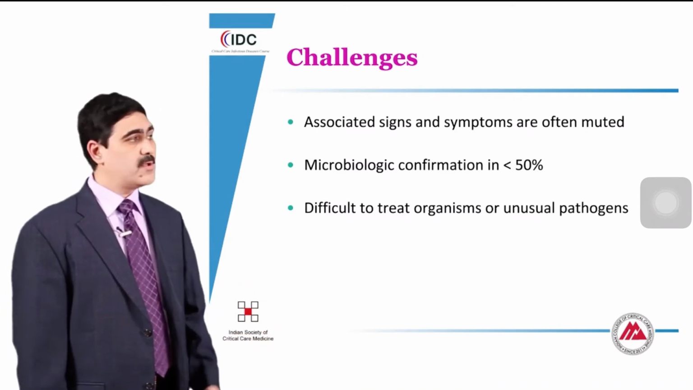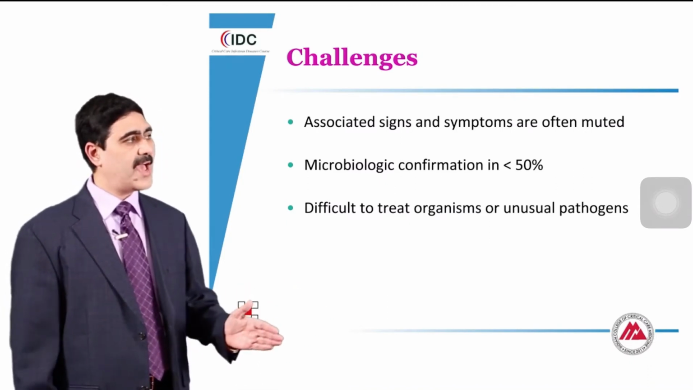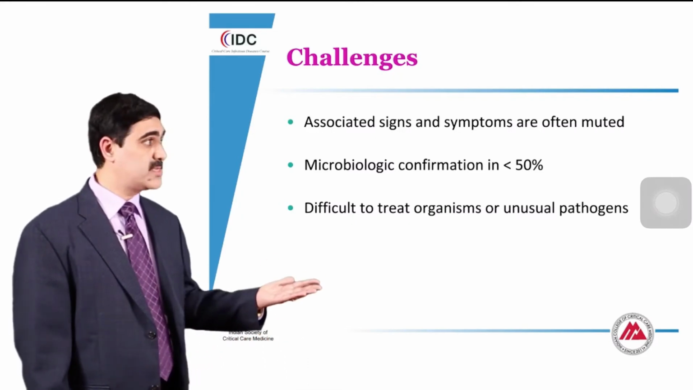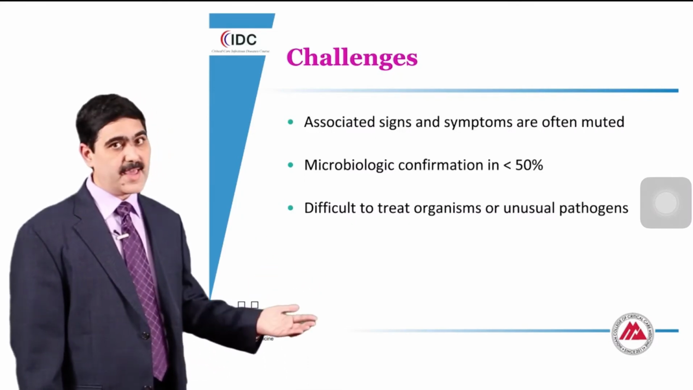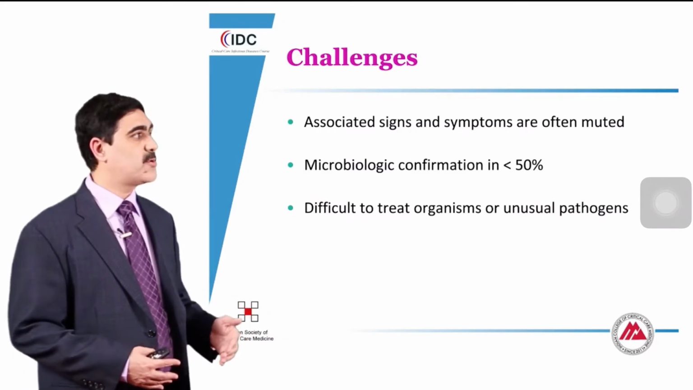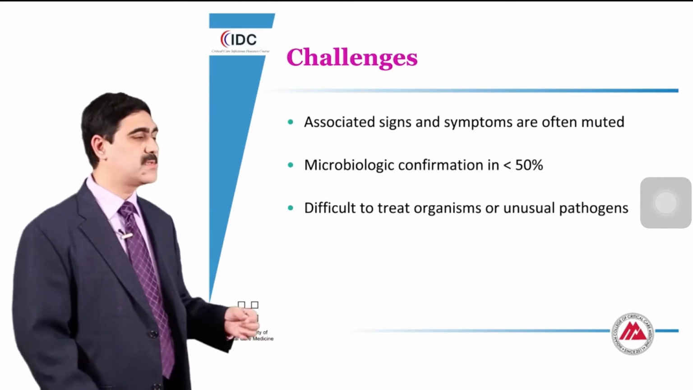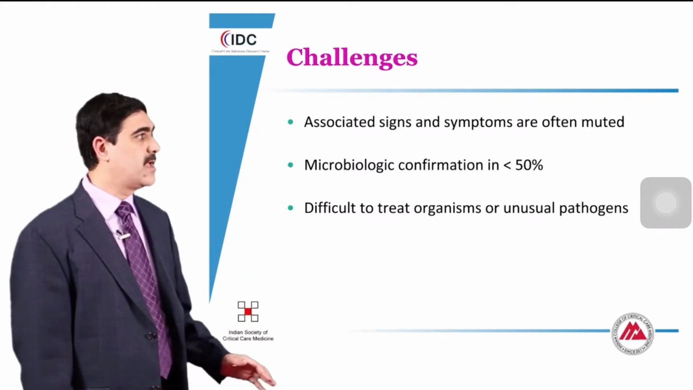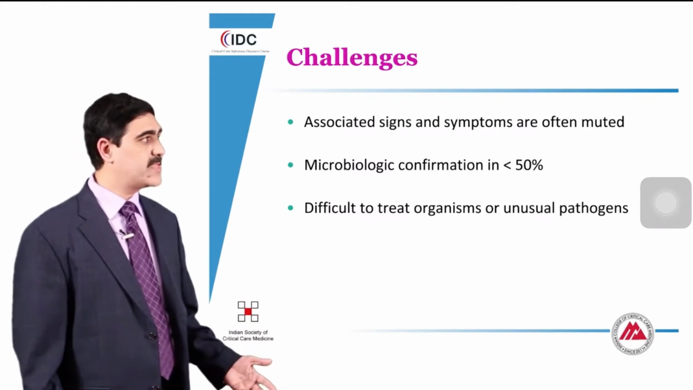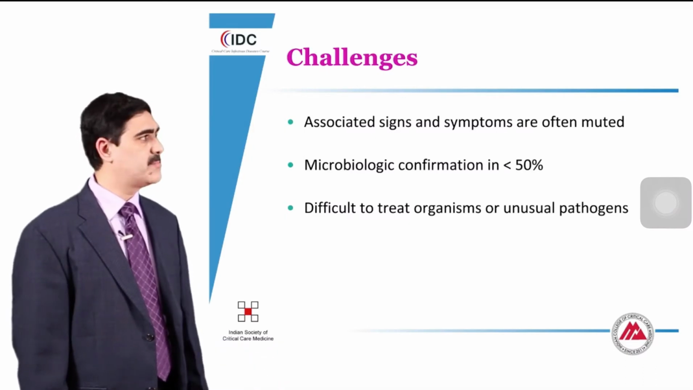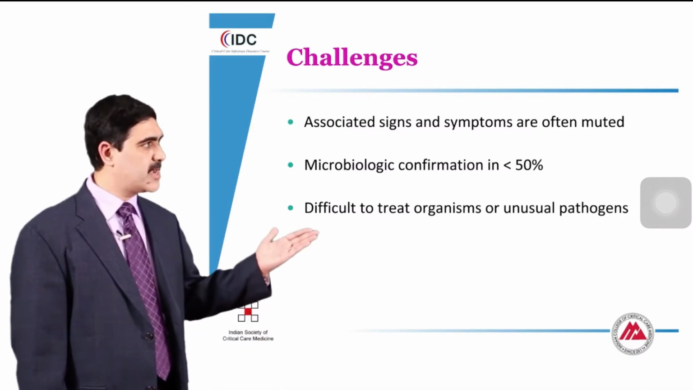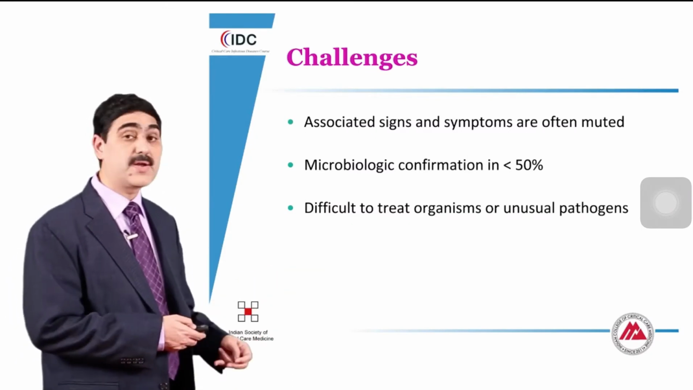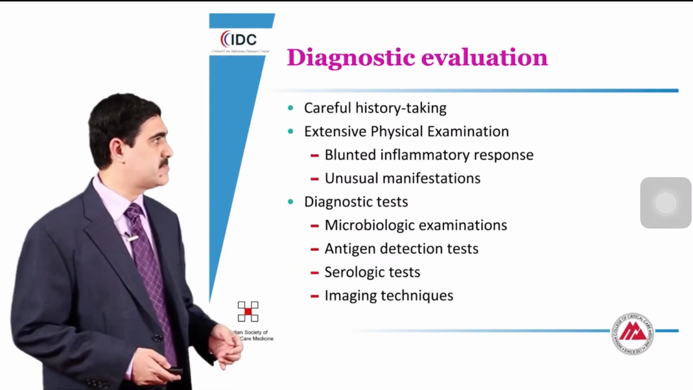More importantly, when we do not have adequate signs and symptoms, we often rely on the microbiological confirmation, and here again a lot of the times the microbiological confirmation in these patients could be in less than half of the patients who actually have an infection. And if and when we grow them or when we find the microorganism, a lot of the times it may be difficult to treat organisms or very unusual pathogens that we often may not encounter in other patients.